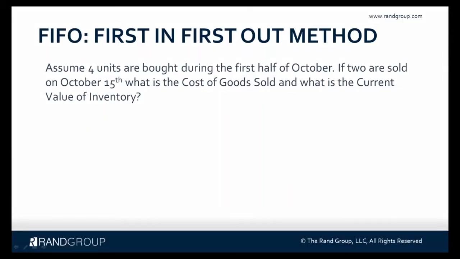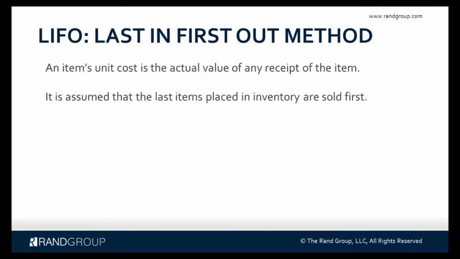So the cost of goods sold was $10.50 and the inventory value was $13. The next costing method is last in, first out.